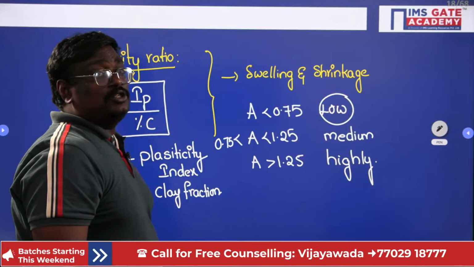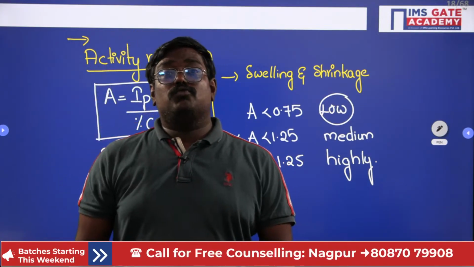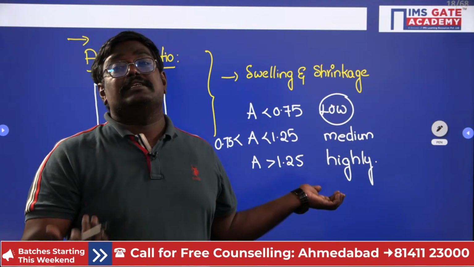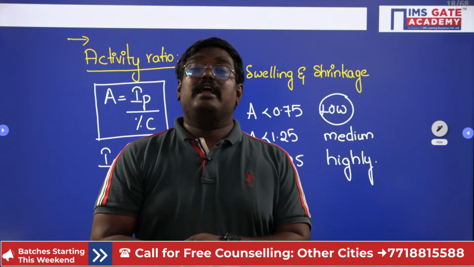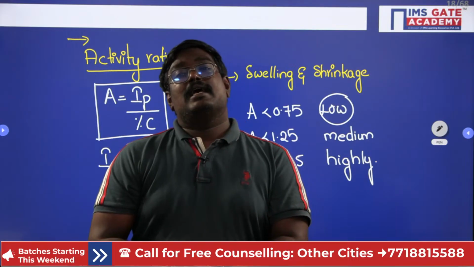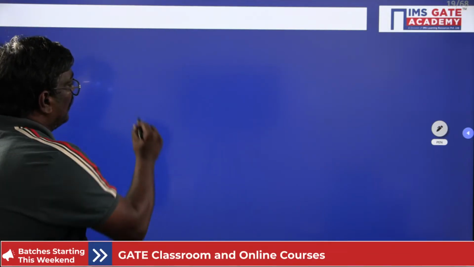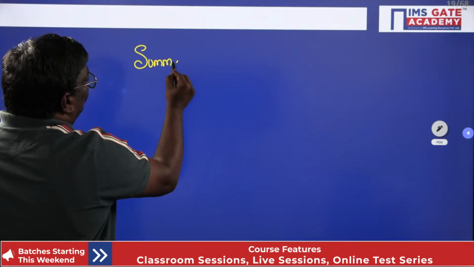Okay, imagine, students, montmorillonite has a value almost equal to 4. If it is more than 1.25 itself, you are telling it is highly active. If it is more than 4, it is very, very highly active.